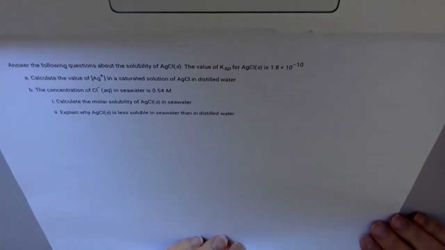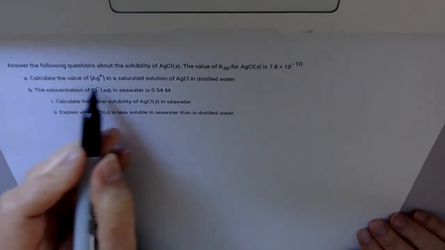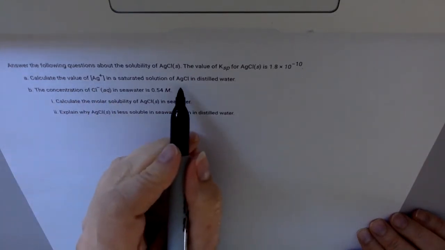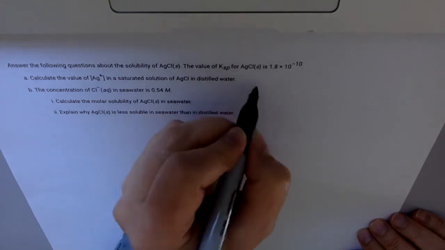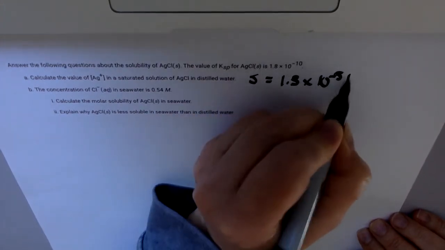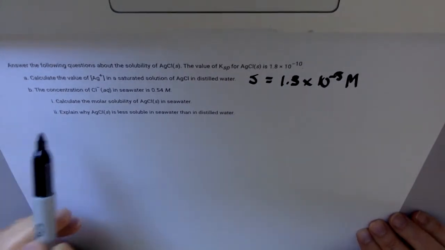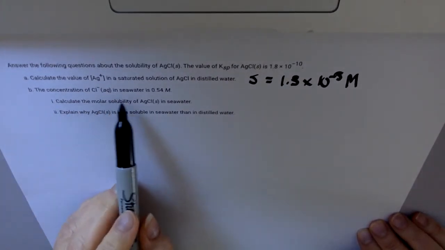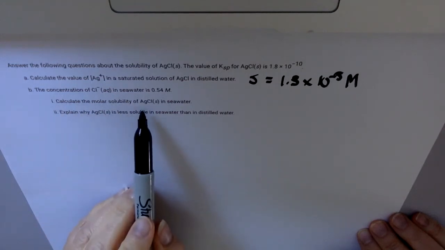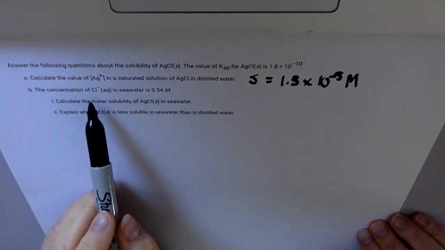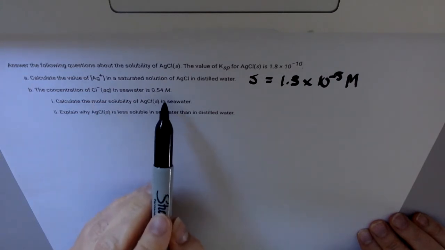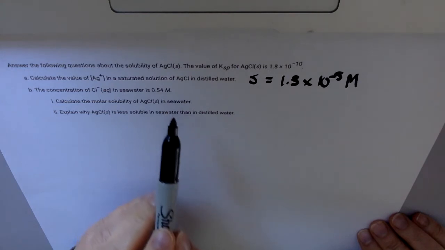Okay, now let's look at B. This is where we use a common ion effect. So remember, we just calculated the value of the silver in distilled water, and that was 1.3 times 10 to the negative 5th molar. Now they want us to calculate the molar solubility of silver chloride in seawater, knowing that the concentration of the chloride ion, which is a common ion with silver chloride, is 0.54.